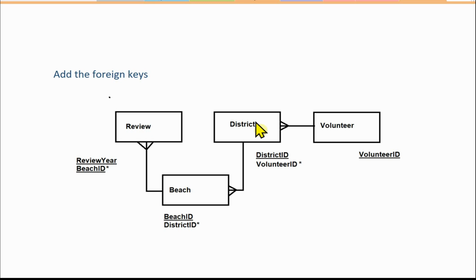Let's have a look between district and beach. Here's the many side. We go back to the one side and get the primary key, district ID, and we put that in as a foreign key. There's district ID, the asterisk. Let's have a look between beach and review. Here's the many side. So we go back to the one side, get the primary key, beach ID, and put it in as a foreign key. Now, it's already there as beach ID because it forms part of the primary key. So all we need to do is put the asterisk behind it to indicate that it is a foreign key.